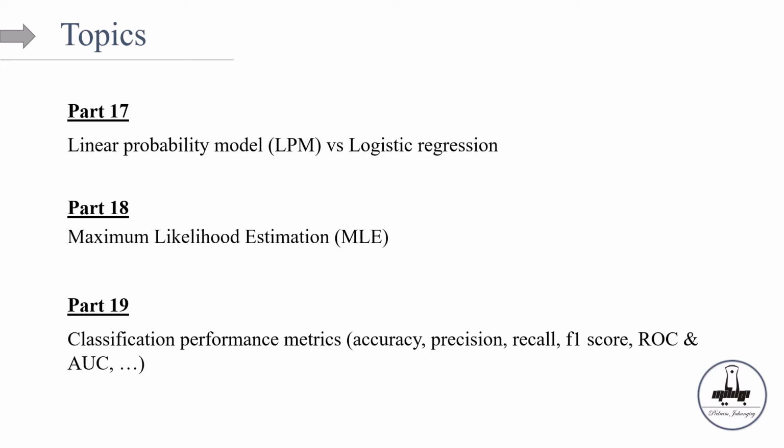In part 18, I'll be talking about the maximum likelihood estimation technique, which we are going to use to estimate the model parameters. And finally, in part 19, we're going to talk about classification performance metrics in general. Because logistic regression is our first classification model, it is a good time to talk about the performance metrics for classification in general. Namely, we will be talking about accuracy, precision, recall, F1 score, ROC, and area under the curve, AUC. All right, now let's dive into it.